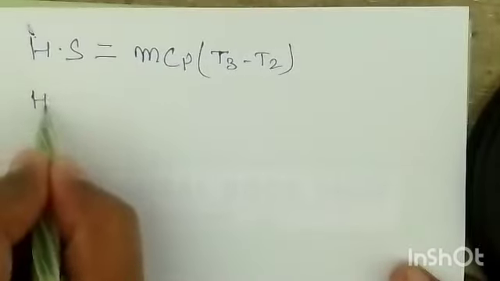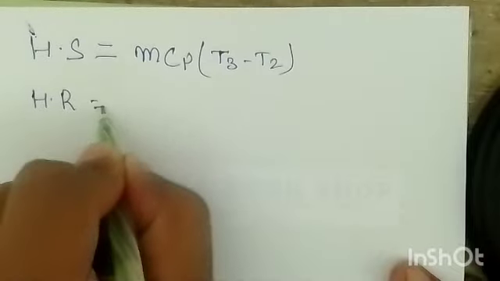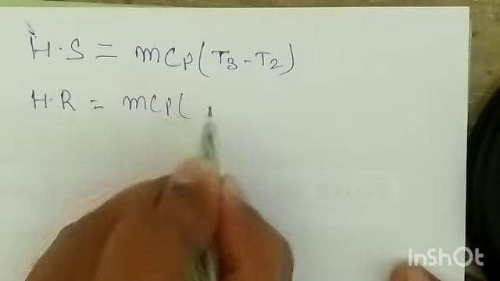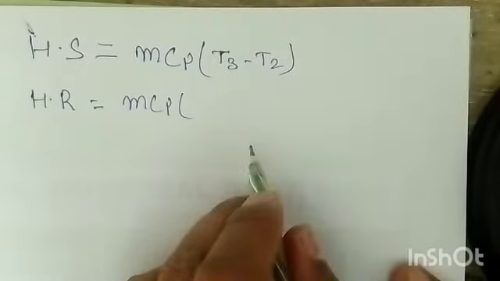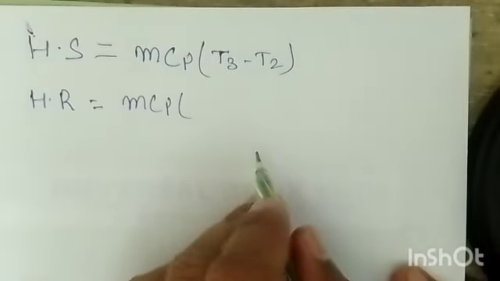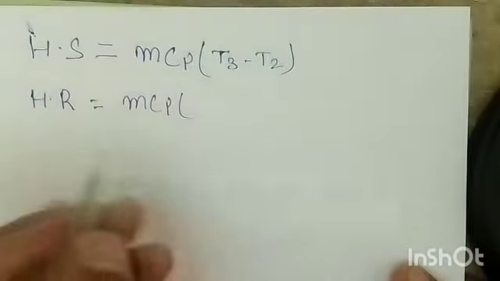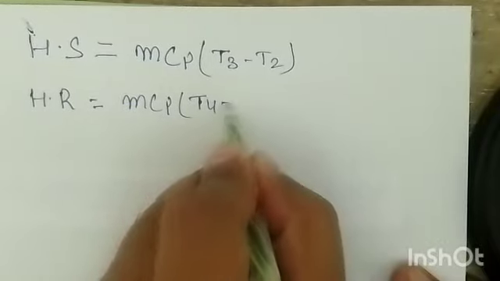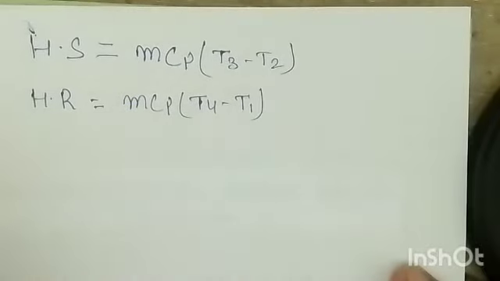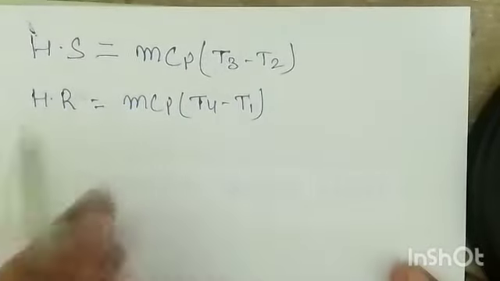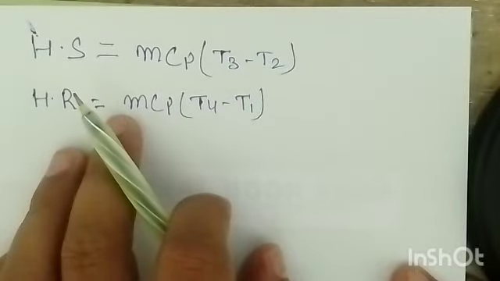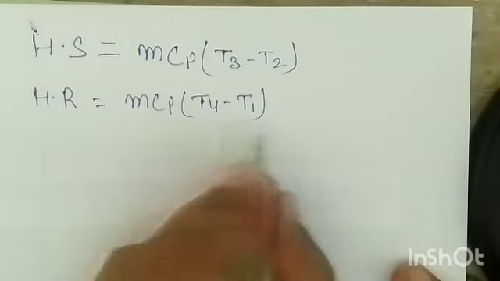And heat rejection is what? Heat rejection is m c_p, and this is what? T4 minus T1, high minus low. Heat rejection will be negative, right? So that's why it will become like this. So m c_p (T4 minus T1).